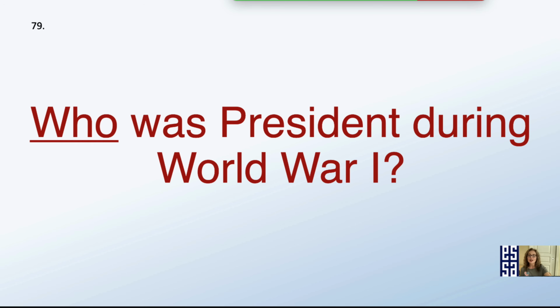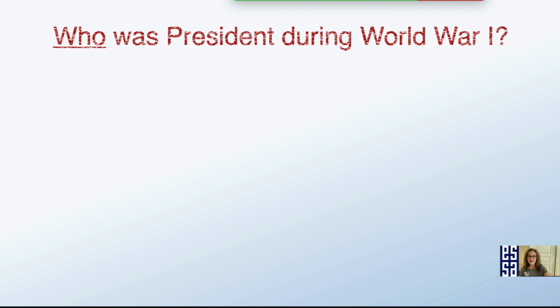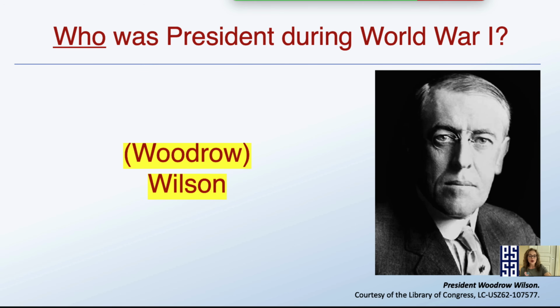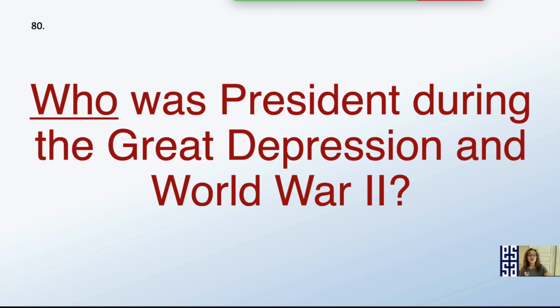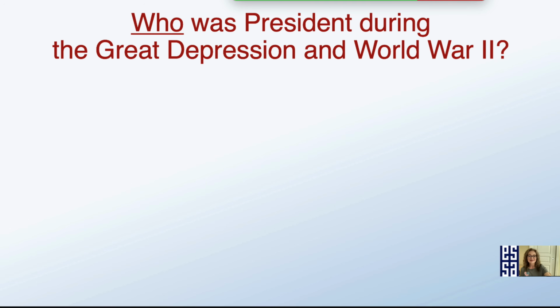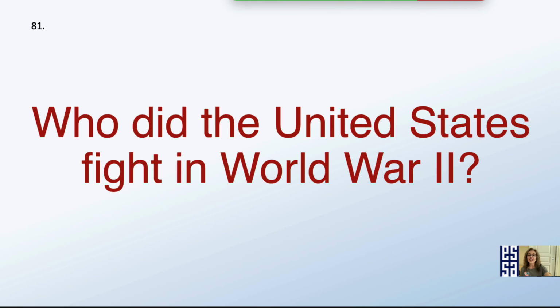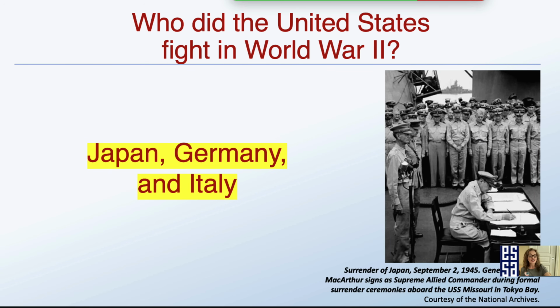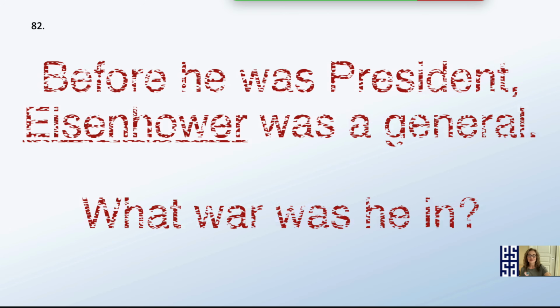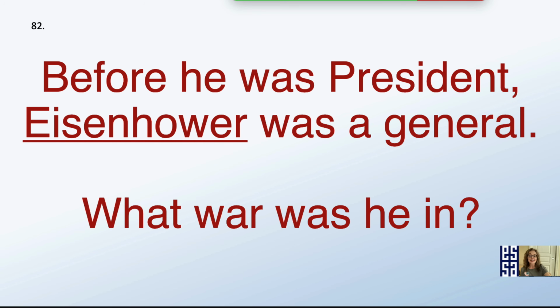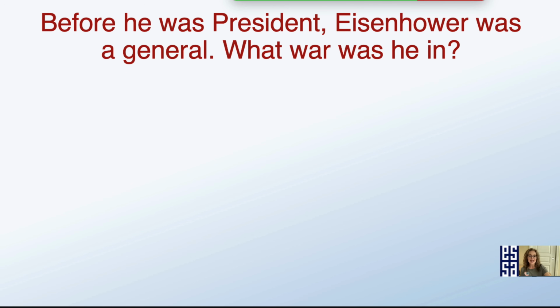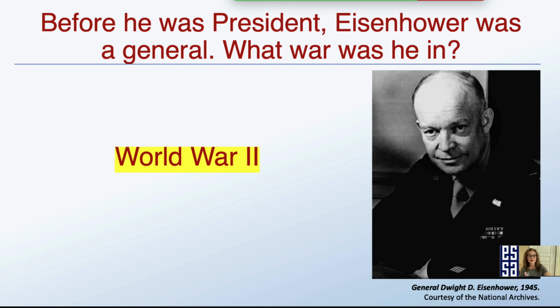Who was president during World War I? That was Woodrow Wilson. Who was president during the Great Depression and World War II? That was Franklin Roosevelt. Who did the United States fight in World War II? Japan, Germany, and Italy. Before he was president, Eisenhower was a general. What war was he in? Eisenhower was in World War II.